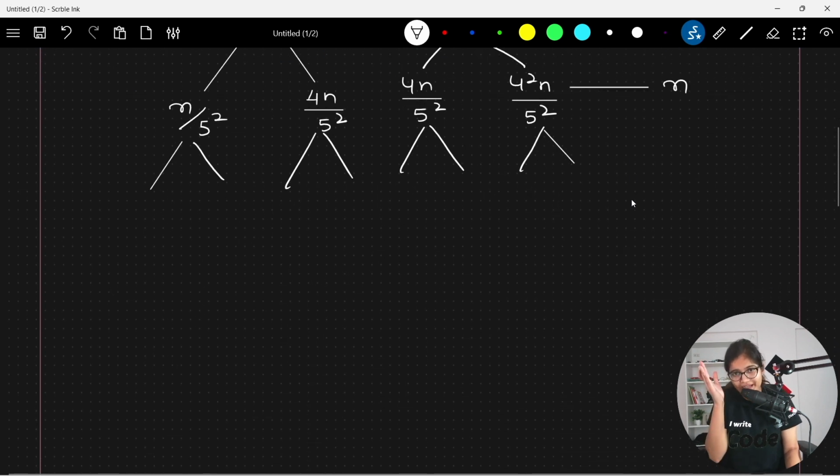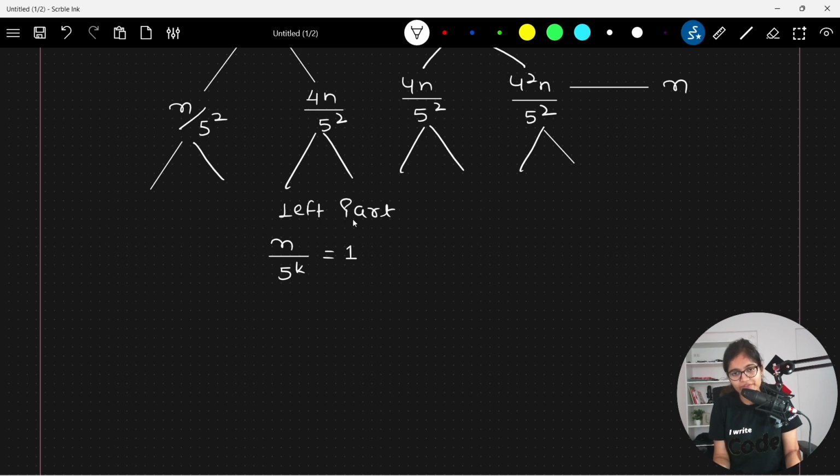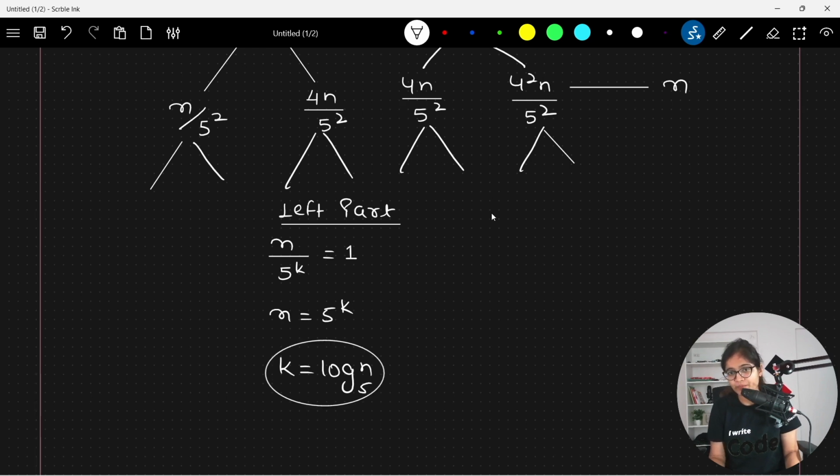It means that when I'm going towards the left side, it will be n by 5 to the power k. When it equals 1, it will stop. It means that for the left part, I will say n equals 5 to the power k. So the value of k here at the left part will be log of n base 5, right? Log of n base 5.